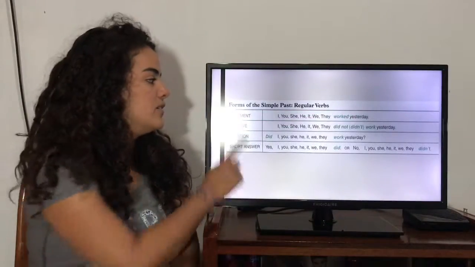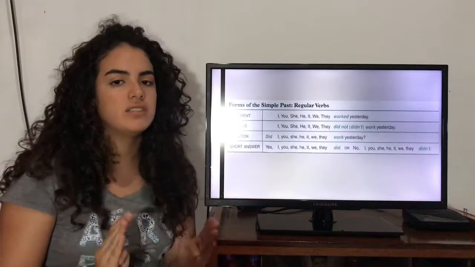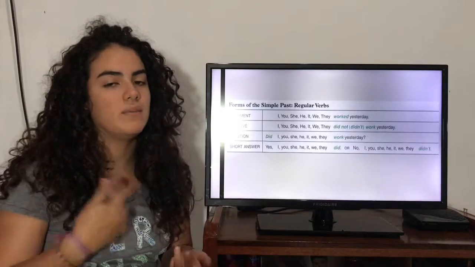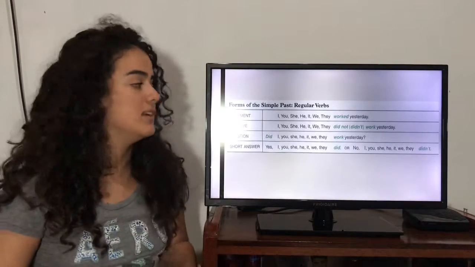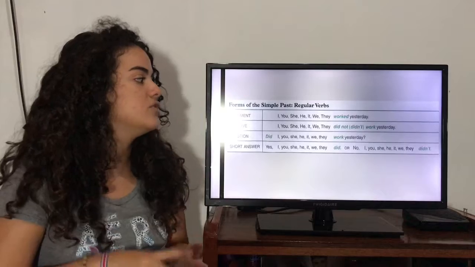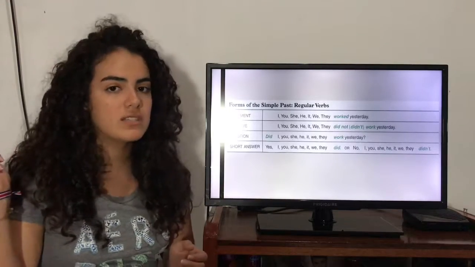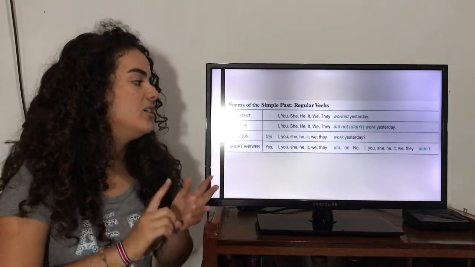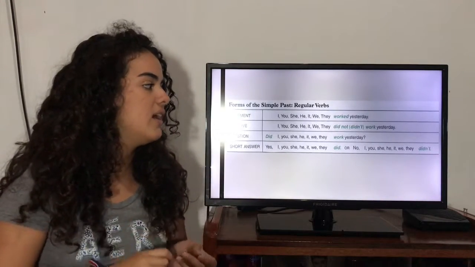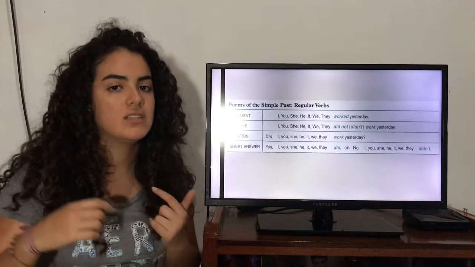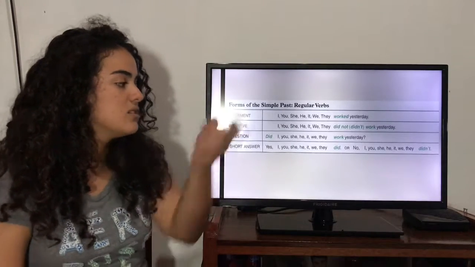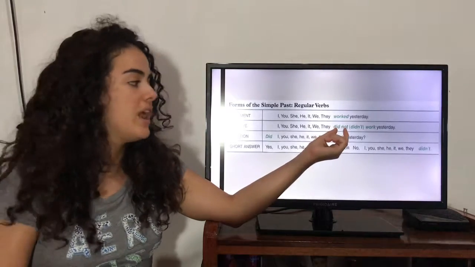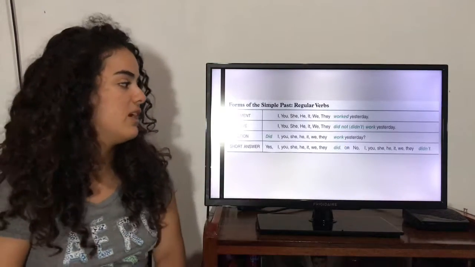And now we have the forms of the simple past, just the regular verbs. So the statement with the verb work in the past is worked, ed at the end. So I, you, he, she, it, we, they worked yesterday. For the negative form, we have I, you, she, he, it, we, and they did not or didn't work yesterday. So the auxiliary did is the past of do. Now we use did as an auxiliary.